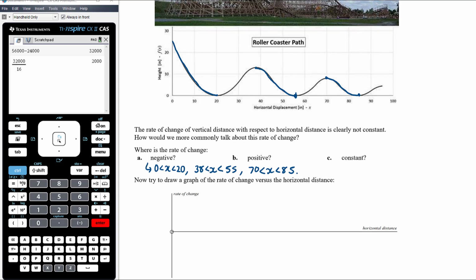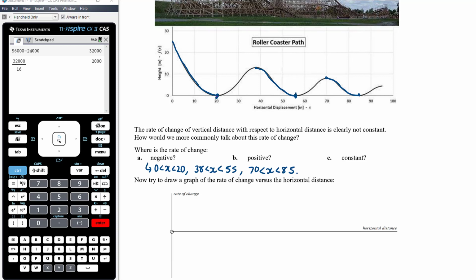Okay, and then we want to know where the rate of change. So you'll notice I didn't include 0, include 20, and that's because the rate of change isn't actually negative at 20. The rate of change is actually 0 at 20 where there's a turning point. Okay, so that's why I deliberately wrote less than signs rather than less than or equal to.